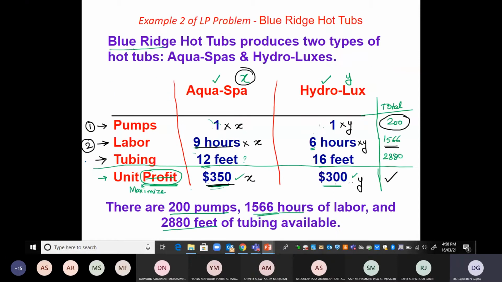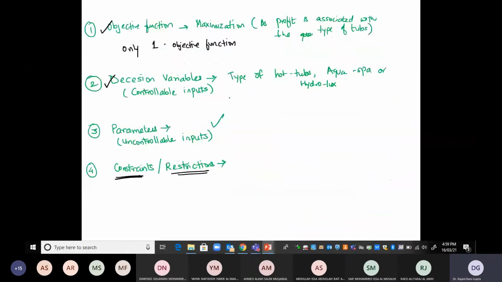It's not necessary that you always have three constraints, but the thing which will be only one is the objective function. Decision variables can be more than one. Similarly, constraints can be more than one. It could be 2, 3, 4. But the objective function is only one. In all linear programming problems, you will have only one objective function.